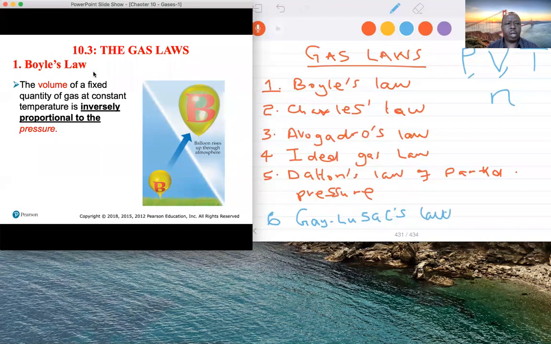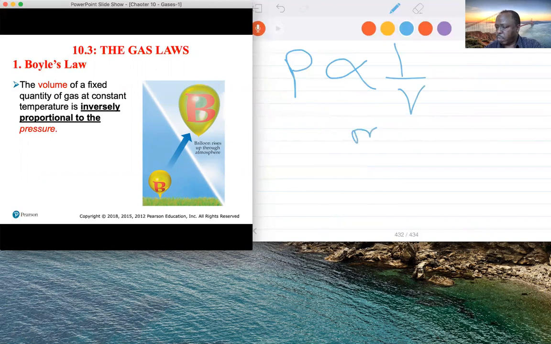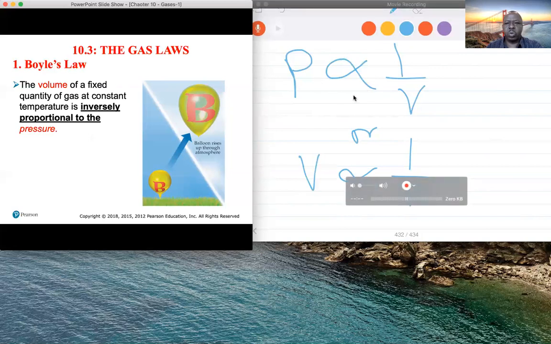The first one here, Boyle's law. Most of these laws are credited to the scientists who discovered them. It states that the volume of a given gas is inversely proportional to its pressure, or in other words, pressure is inversely proportional to volume, all right? Knowing the equation and stating Boyle's law is critical in answering questions on Boyle's law. First, you have to be able to state that volume is inversely proportional to pressure. Inversely is shown by the proportionality symbol here.